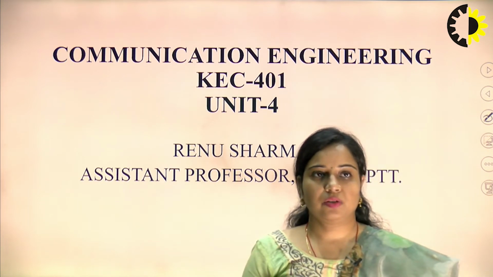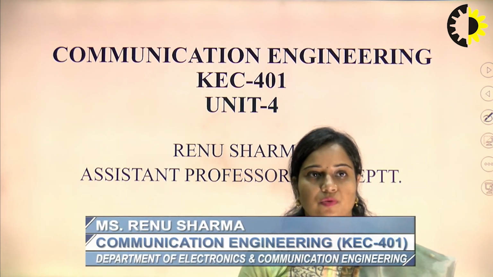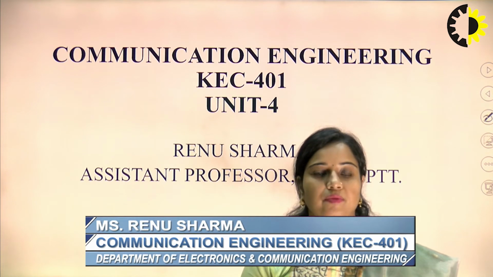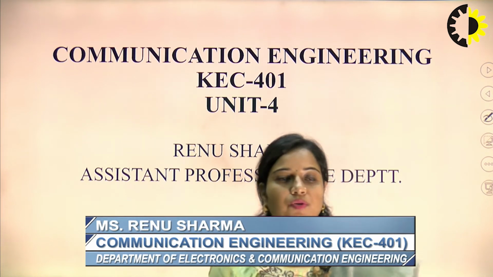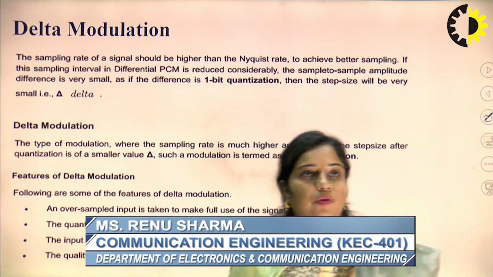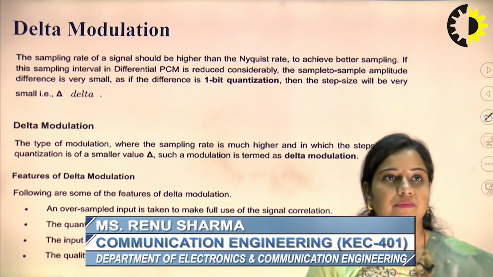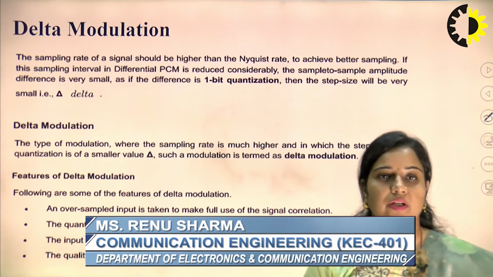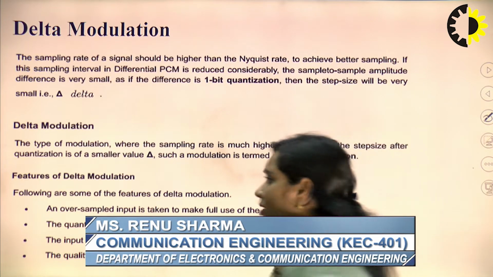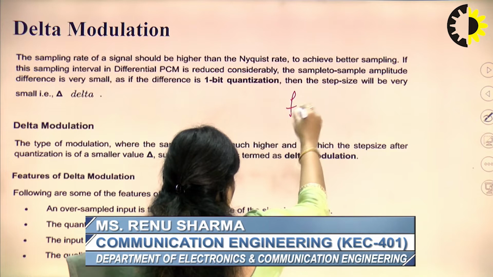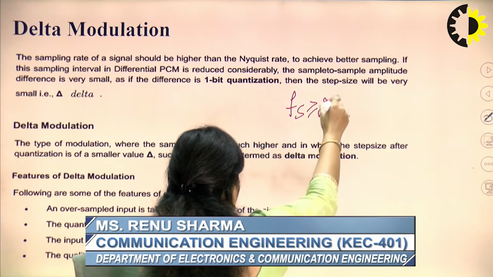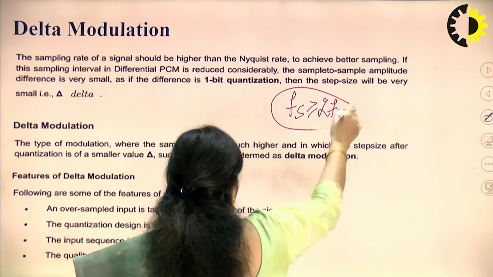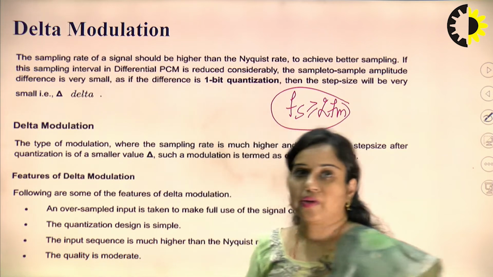Today I am going to start with the next part of Unit 4, that is related to line coding, and before that we will discuss delta modulation also. So, in delta modulation the sampling rate of a signal should be higher than the Nyquist rate. That is the main criterion when we consider a sampling condition, where the sampling frequency should always be greater than or equal to 2 fm. That is known as the Nyquist criterion.